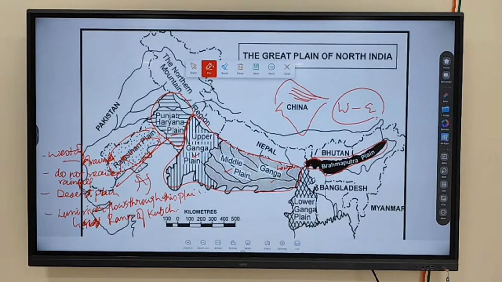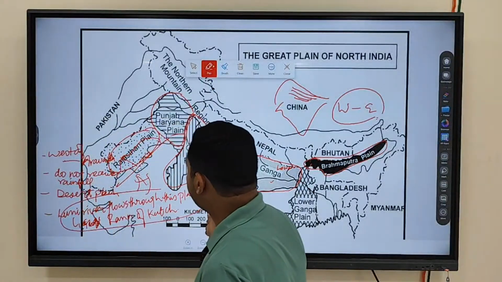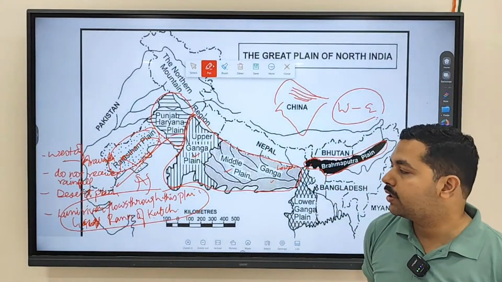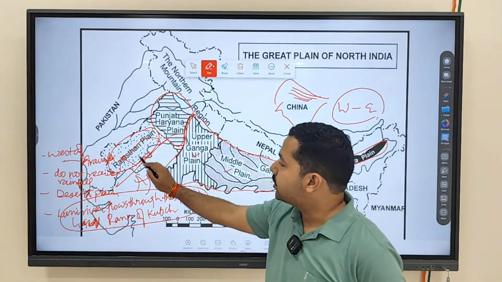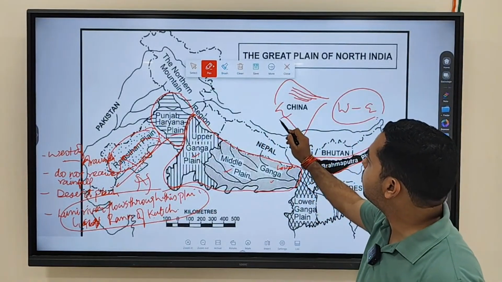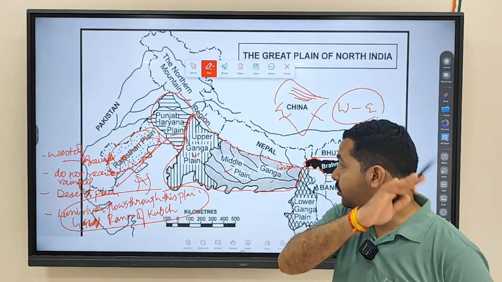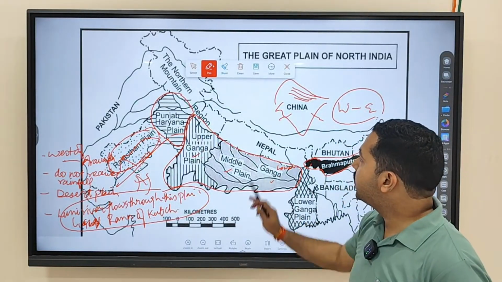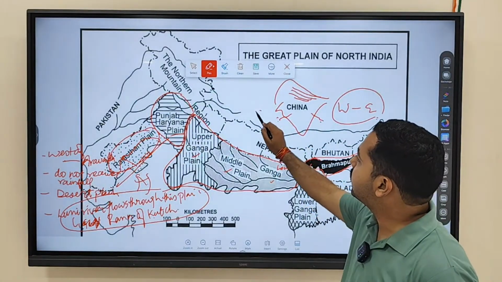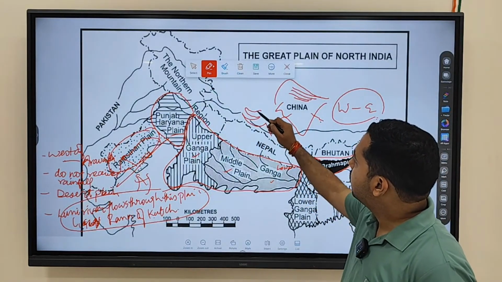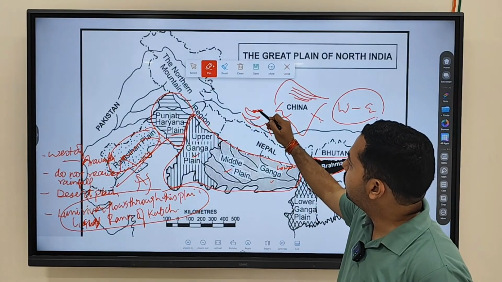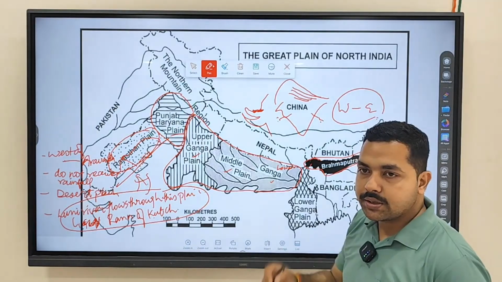Any doubt regarding this particular part? The Luni river flows through this plain and merges into the Rann of Kutch. Normally we discuss rivers merging either into the Bay of Bengal or into the Arabian Sea. The Luni river does not merge into any sea. It merges into the Rann of Kutch. Where is the Rann of Kutch? It is this region. So the Luni river comes and merges in this particular region, the Rann of Kutch.